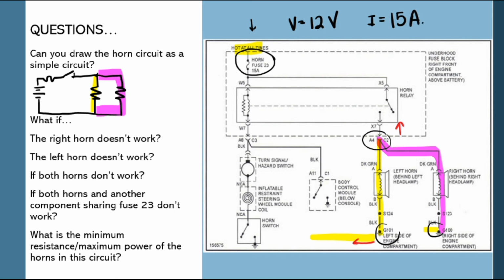So our resistance of our horns, and I'm just going to talk total resistance here, not individual horn resistances, would be found by doing R equals V over I equals 12 over 15. And that gives me a minimum resistance of 0.8 ohms. We can go higher, right? Because that'll just pull back the current, and that's fine. It's just I don't want my current to go above 15 amps, so I don't want a low resistance resulting in a higher current.